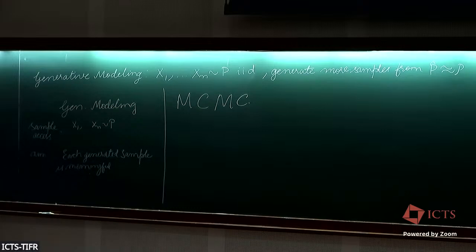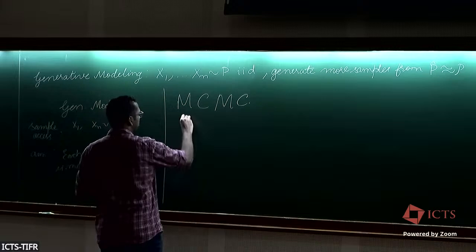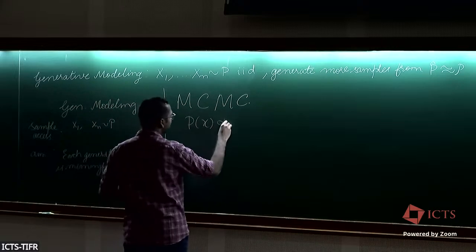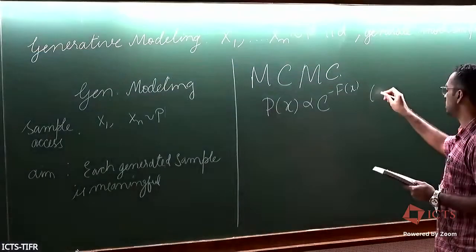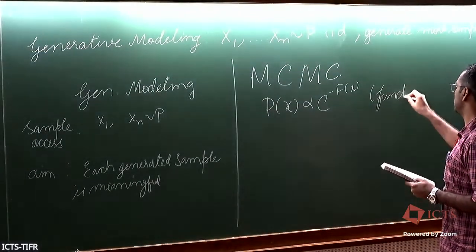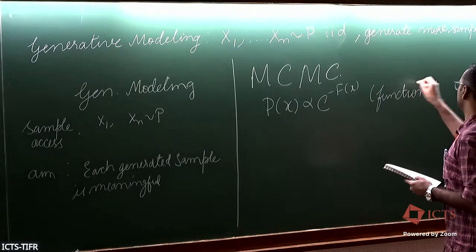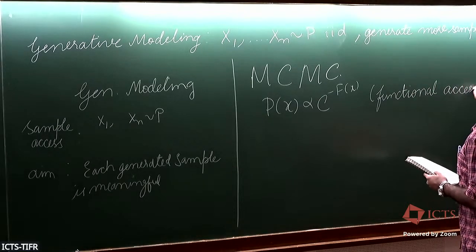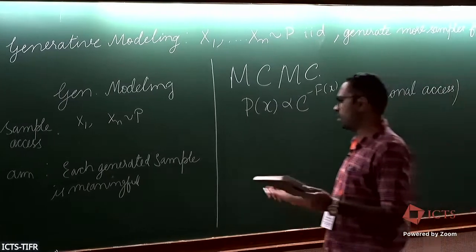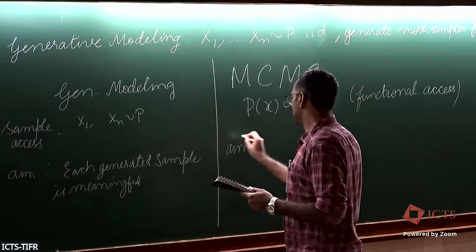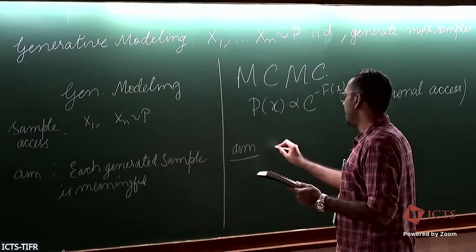Okay, and the aim here is each generated sample is meaningful. Okay, so when I say you generate a picture, I don't care about the aggregate statistics of all pictures. I care about each individual picture, right? So MCMC, you have a probability distribution typically of the form e to the minus f of x. Okay, this is a functional description. Okay, you have some kind of a gradient access to this function f, and then the aim here is to find aggregate statistics of P.